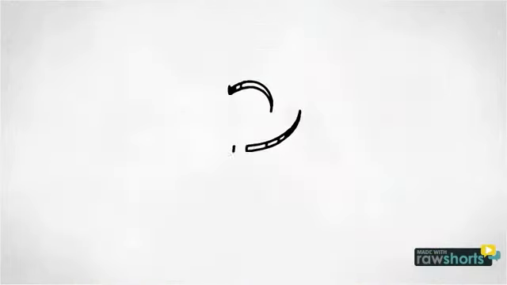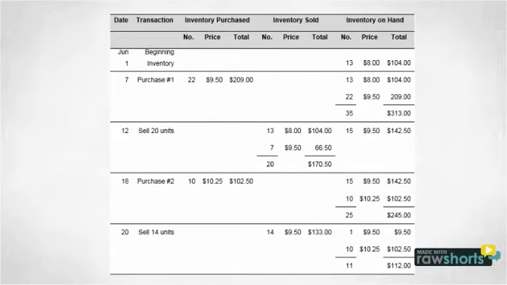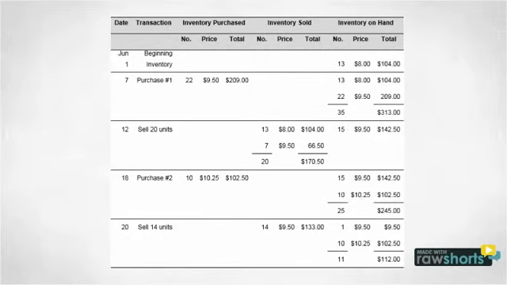How can companies account inventory costing by FIFO? Let's see an example. In this company, they have certain beginning inventory which price is $8. On June 7, they purchased 22 goods and the price increased to $9.50 for each. Additionally, they sell 20 units on June 12.